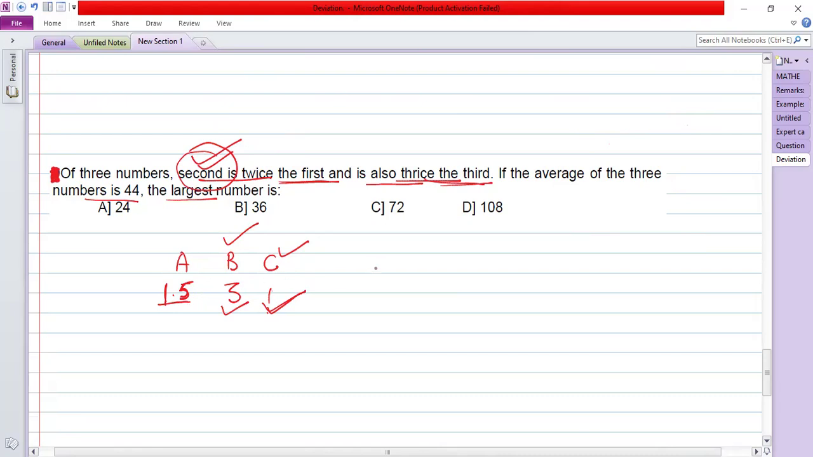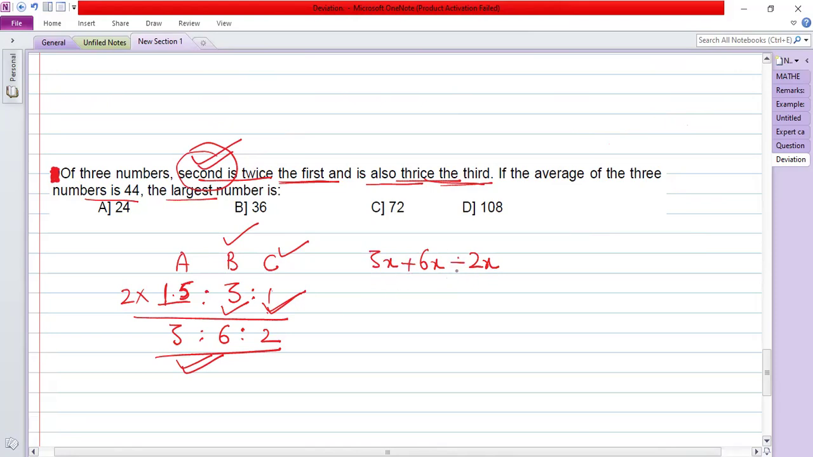twice the first. Okay, so now since this is the ratio among the numbers, and we have to convert into integers, multiply throughout by 2. So here it will be 3, here it will be 6, and here it will be 2. Means the numbers are in this ratio. So we assume the numbers are 3x, 6x, and 2x.